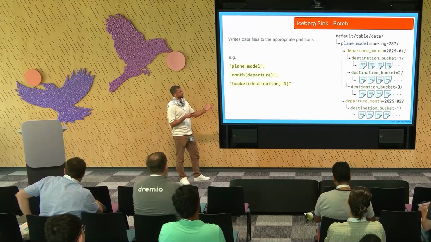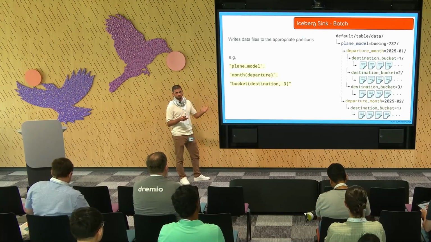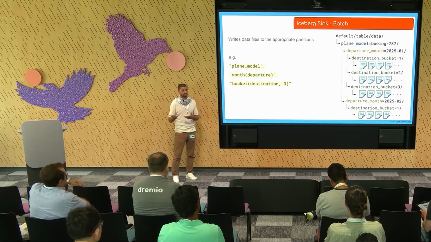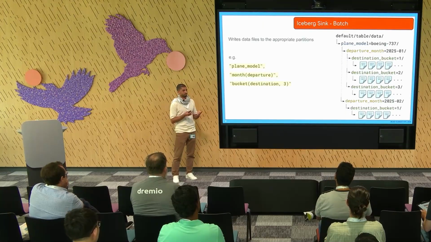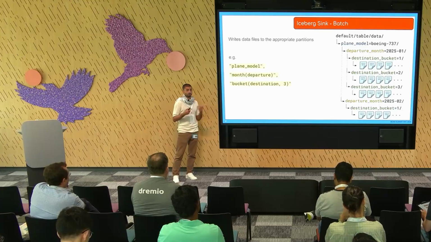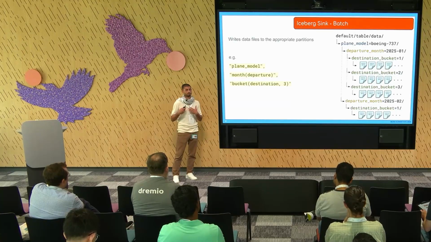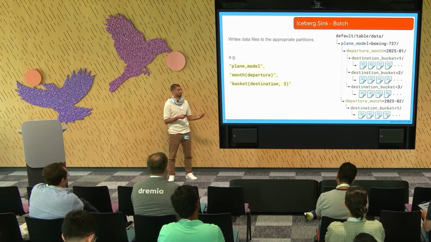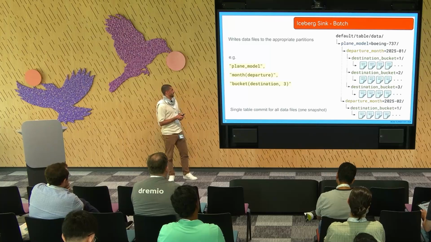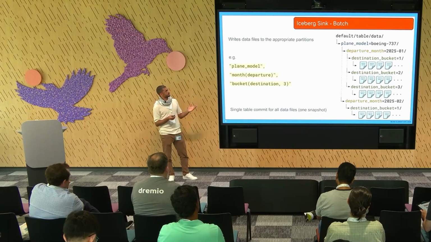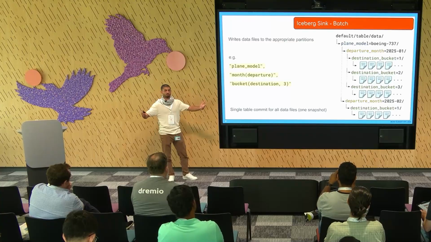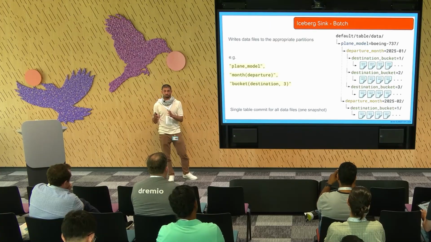And this is not unique to Iceberg. This is also in Hive and all this stuff. It's just very, very good for querying the table. It helps the engine figure out where the data actually is. And since this is a batch sync, it will write all these data files and then do one single commit operation, which creates one single snapshot.